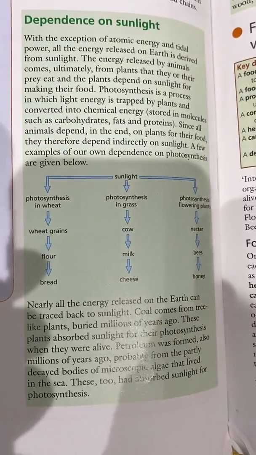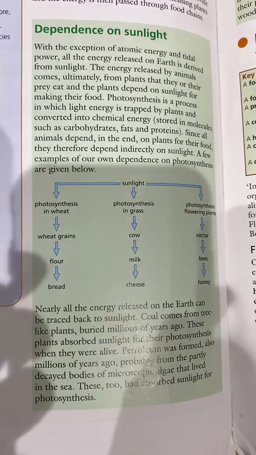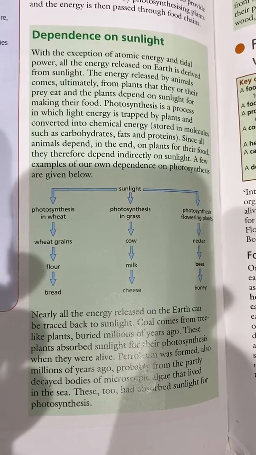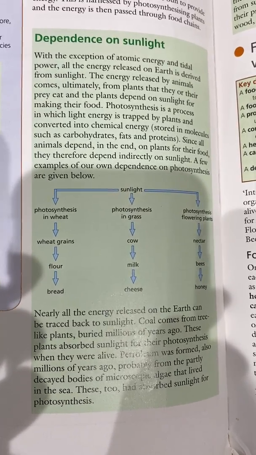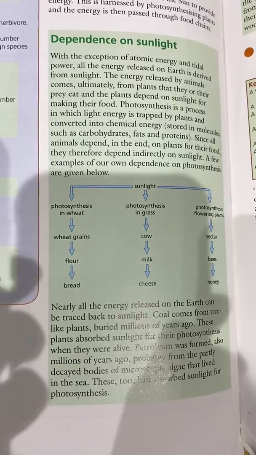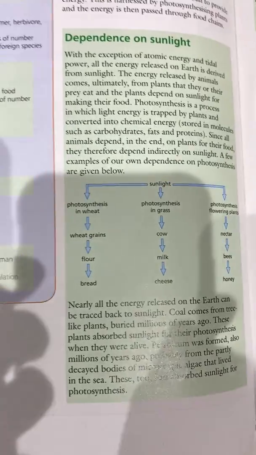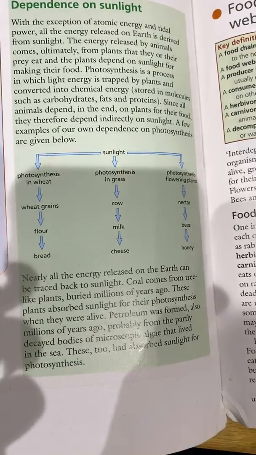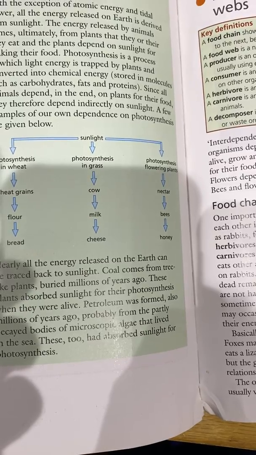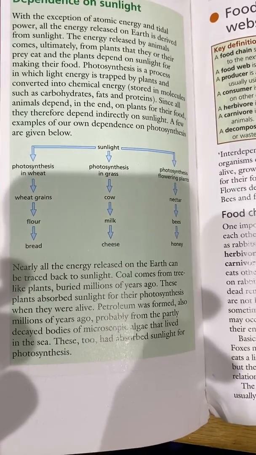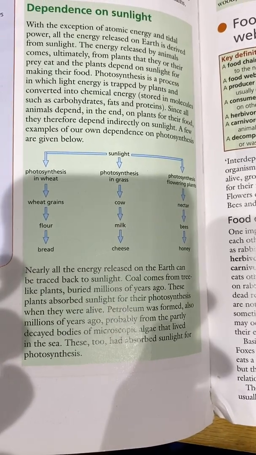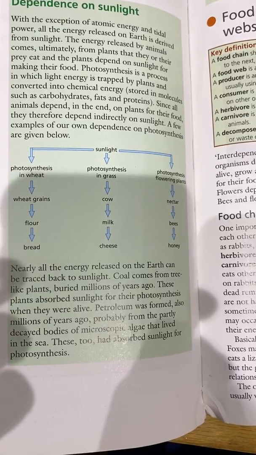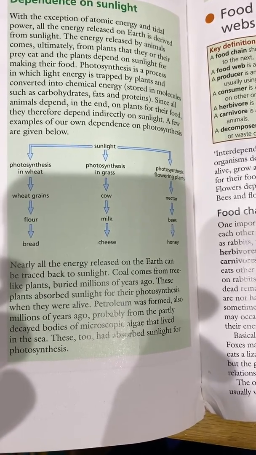Due to sunlight there is photosynthesis in grass, and grass is eaten by cow, and the cow gives milk, and from milk we can get cheese. Then photosynthesis in wheat, then wheat grains, then flour, and then we can make bread. Due to sunlight there is also photosynthesis in flowering plants. Photosynthesis is an essential part of making food in plants, and then they produce nectar, bees take the nectar, and from bees we can get honey.